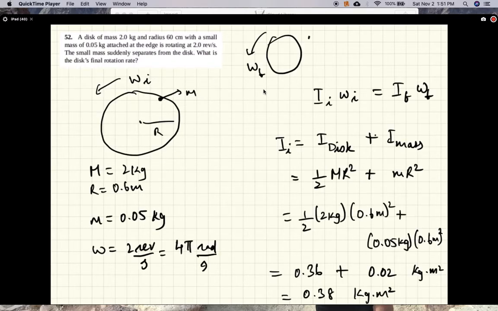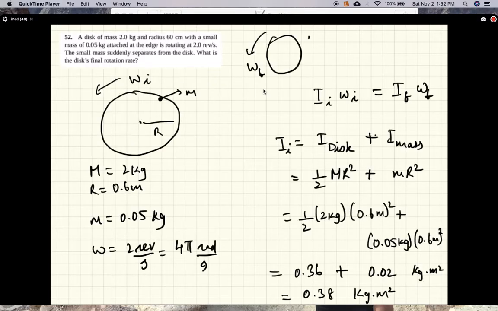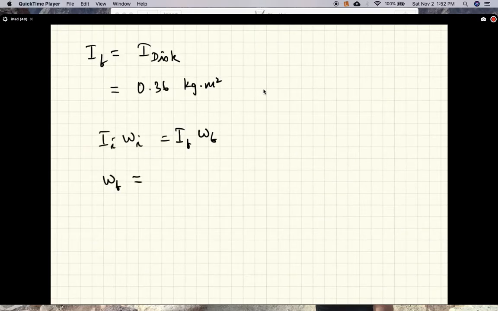All right, let's add a page. Once the little mass falls off, the final moment of inertia is just the moment of inertia of the disk, which is 0.36 kg meter squared. So I initial omega initial equals I final omega final. Omega final is what we want. We can give the rotation rate in revolutions per second. So omega final is I initial over I final times omega initial.